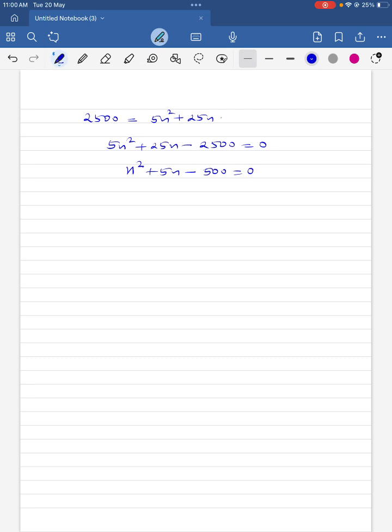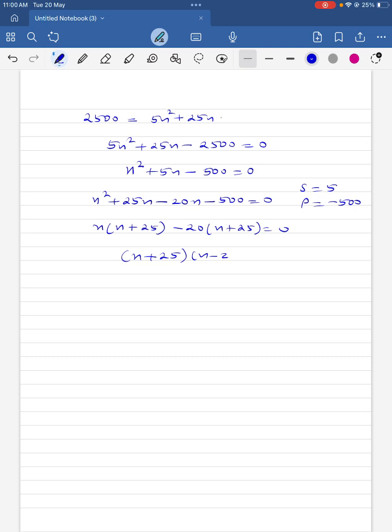Now I have to think of two numbers whose sum is equal to 5 and product is equal to minus 500. So let me think about it. So let's take maybe 25 and 20. Yeah, I think that works. So plus 25n minus 20n minus 500 equal to 0. So n times (n plus 25) minus 20 times (n plus 25) is equal to 0, so (n plus 25) times (n minus 20) equal to 0, which gives me the value of n as either negative 25 or n is 20.